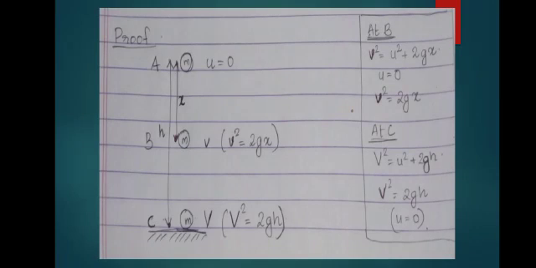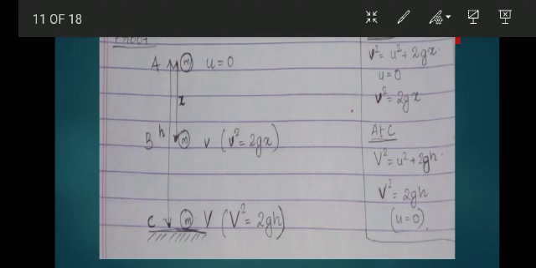Now we are going to prove the law of conservation of energy. For that we are considering a stone of mass m, at a height h. Then we are allowing it to fall freely under the influence of gravity, and it reaches the ground.